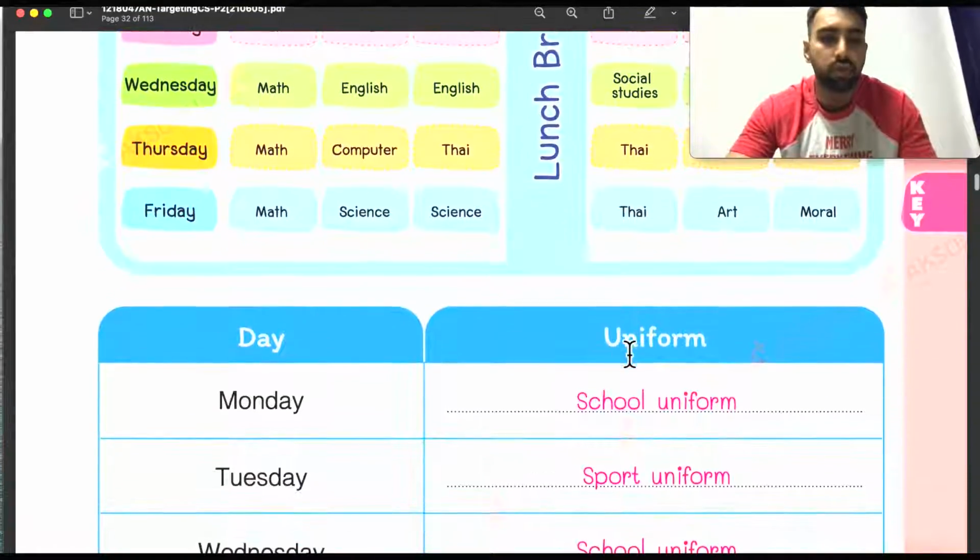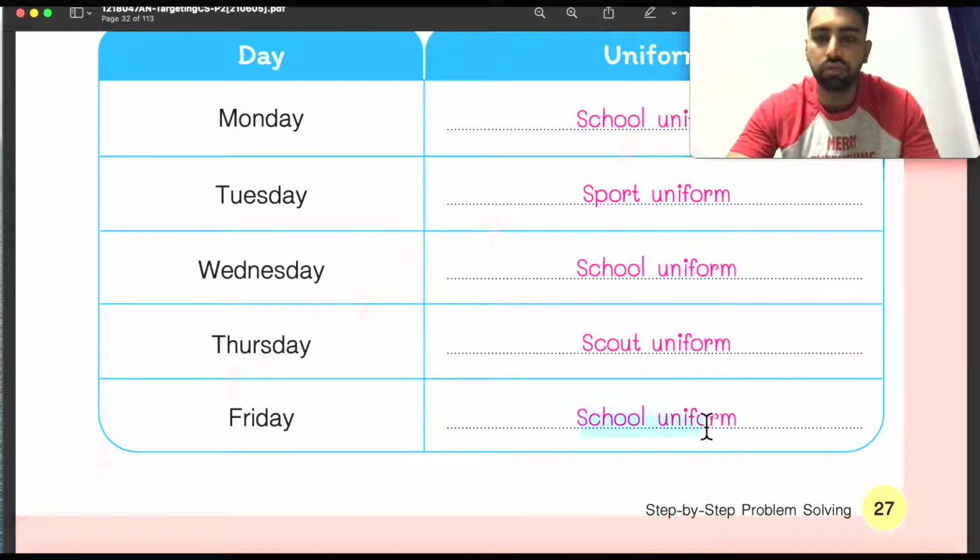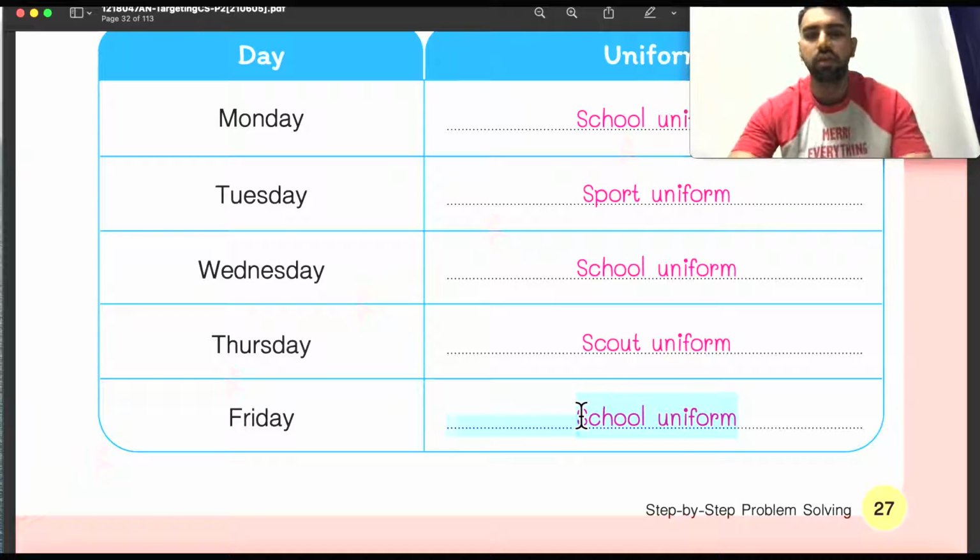On Monday, school uniform. On Tuesday, sports uniform. On Wednesday, you have school uniform. On Thursday, you have scout uniform. On Friday, you have school uniform again. All right, it's easy, right?